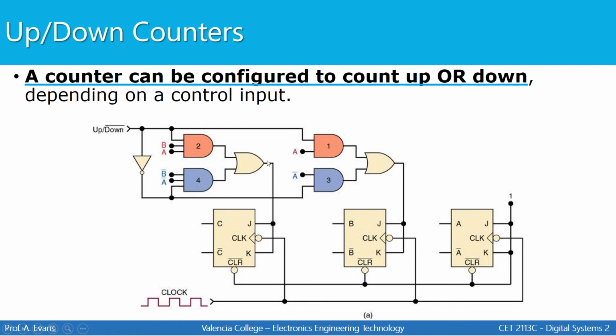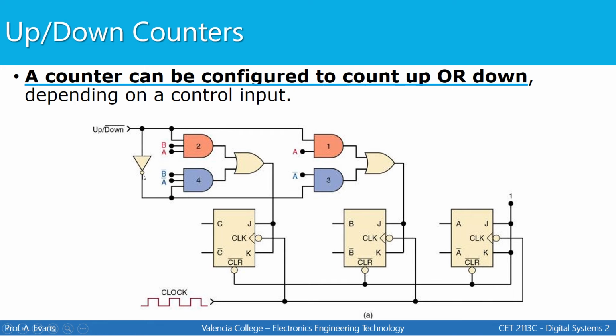Notice that the inputs to flip-flop C are generated by an OR gate, and that OR gate has inputs coming from 2 AND gates, and the inputs to those AND gates are the output of flip-flop A, the output of flip-flop B, and a signal called up-down. Notice that the inputs to flip-flop B also come from an OR gate, and going into that OR gate is the output of 2 AND gates, and those AND gates have inputs from flip-flop A and up-down, as well as not A and the inverse of up-down. Notice it's connected to an inverter here.